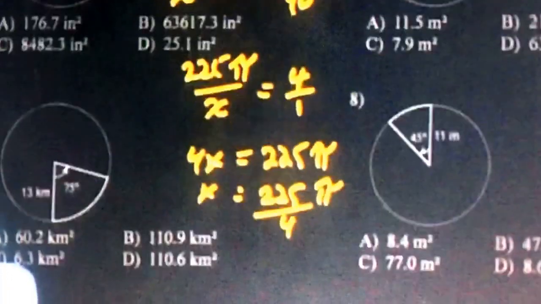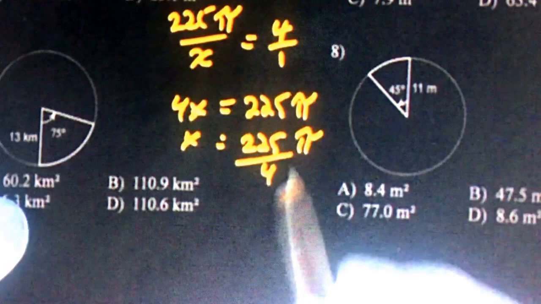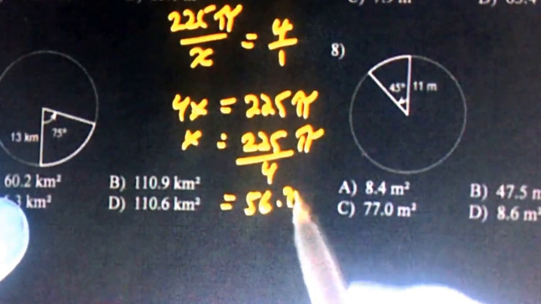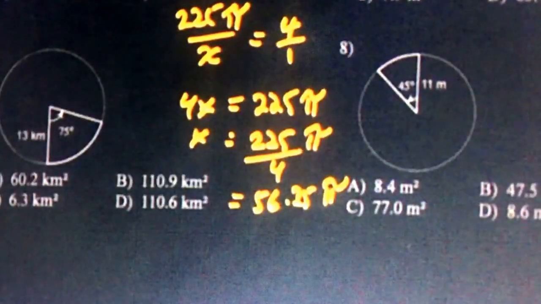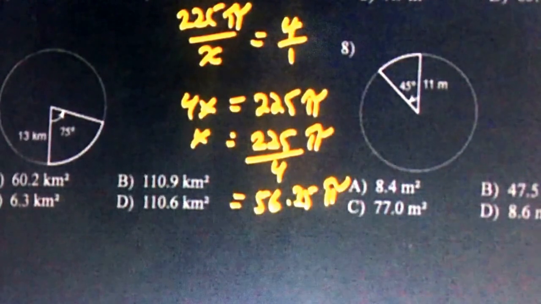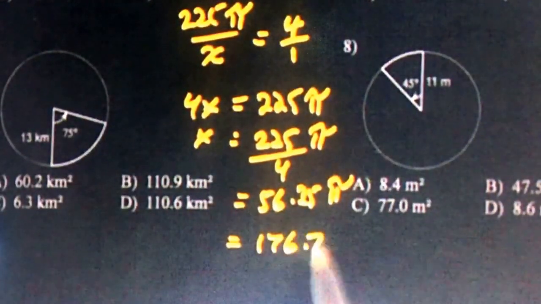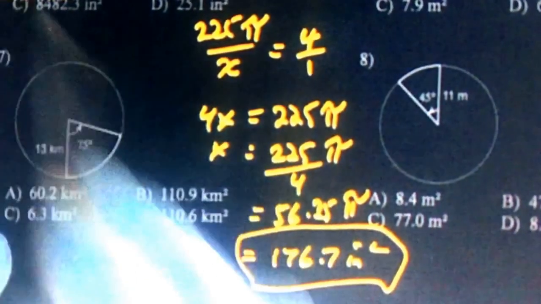And yeah, we've already got one of my sharp students who's already answered that. And what is it again? 56.25 times pi, right? What's 56.25 times 3.14? There we go, and we have 176.7 inches squared, and that's our answer. It's up here in the multiple choice problem.